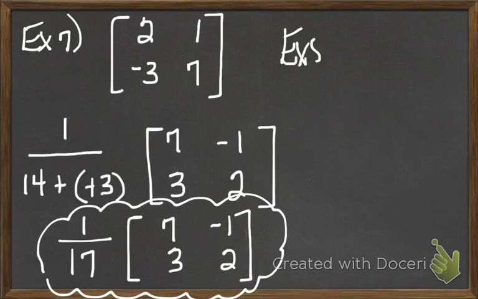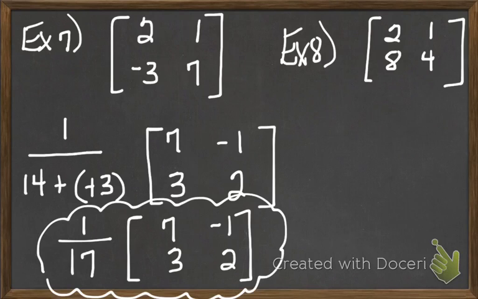Let's look quickly at one that doesn't have an inverse. Can anybody make me up a problem that's not going to have an inverse? Too early in the morning. Come on, somebody can. 2, 1, what? 2, 1, 8, 4. She's got it going on.